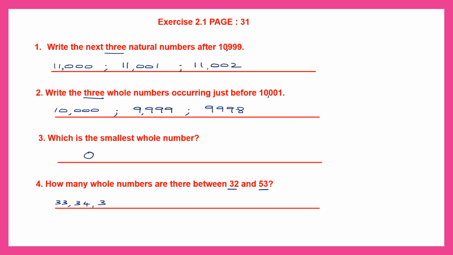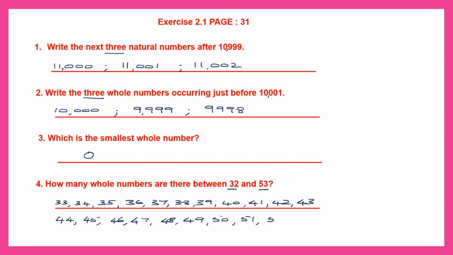Now we have to keep writing this up to 53: 35, 36, 37, 38, 39, 40, 41, 42, 43, 44, 45, 46, 47, 48, 49, 50, 51 and 52. We stop at 52 because it says between 32 and 53. So we don't include 53.